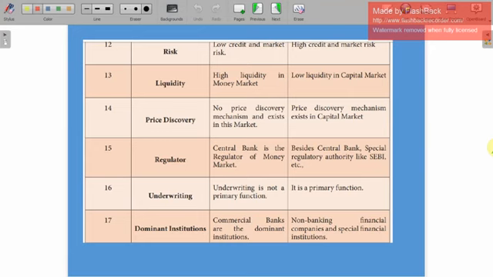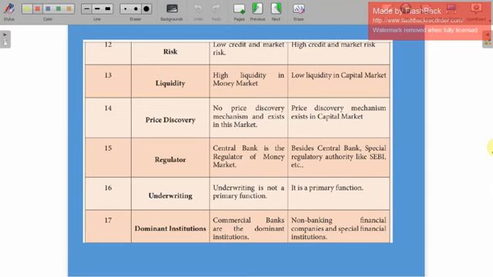And price discovery. In the money market we cannot discover the price of a particular instrument in the future, but in the capital market we can discover the prices of shares. And regulator: the central bank, RBI, is the regulator of the money market, and RBI and also SEBI are the regulators of the capital market.